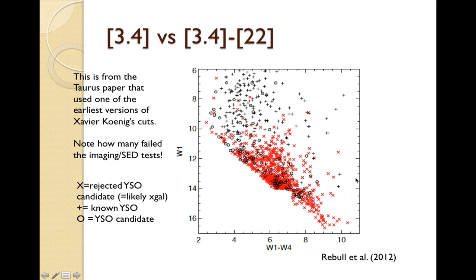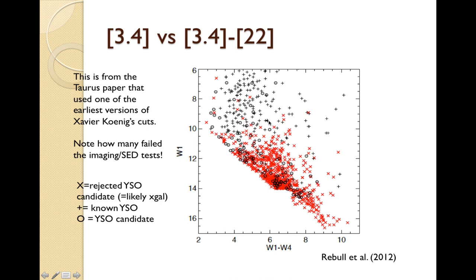These are the things that survived a whole series of color cuts. But then we actually started to look at SEDs and put eyeballs on images. The pluses are known young stars. You can see they're often very bright, but not always. You can see that we threw out a lot of galaxies. The X's are galaxies, even some very bright things. Okay, these are probably foreground stars, admittedly. But there are things over here that are likely galaxies. And then the circles were the things that were left that we thought were possible young stars.